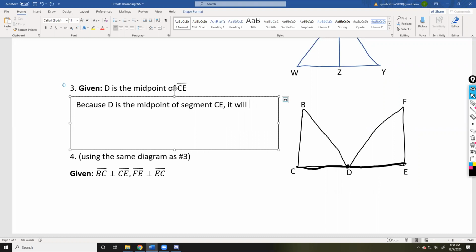It will split C to E into 2 equal pieces. That's what a midpoint is. So the midpoint is going to split C to E cleanly in half so that we have C to D and D to E. And those 2 pieces are split in half, and those 2 pieces have to be the same.